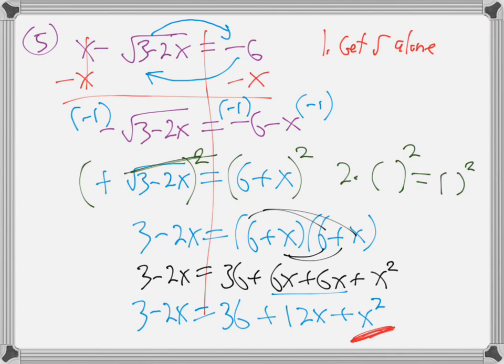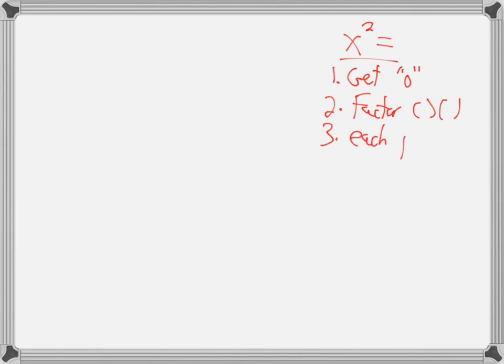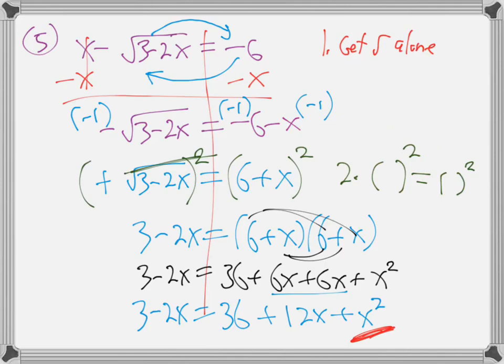Yeah, so let me write that game plan out. It's like we're shifting gears now into another game plan. When you have x squared with an equal sign, step 1, you've got to get a 0. Step 2, you've got to factor. Remember that, where we do the parentheses? And step 3, each part gets its own 0 and solves.